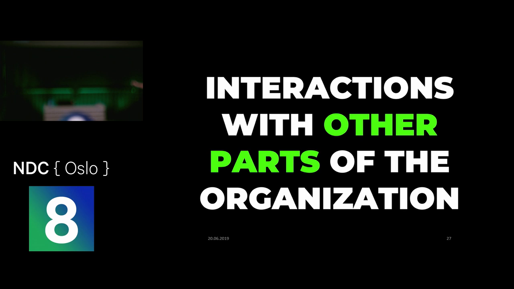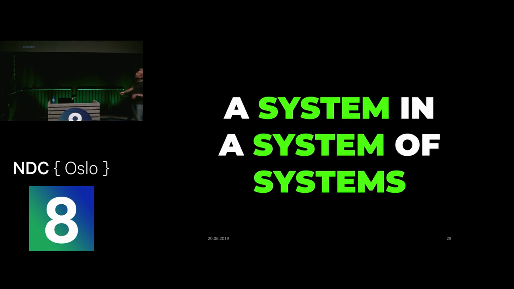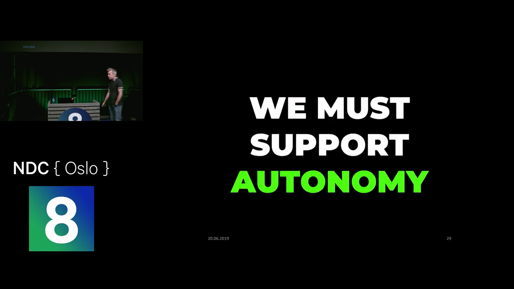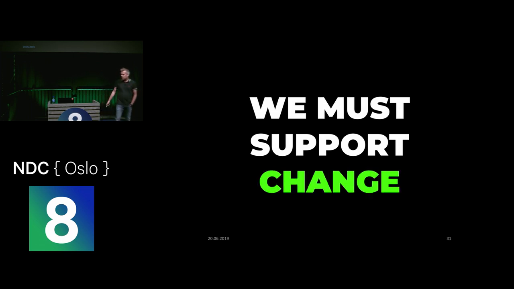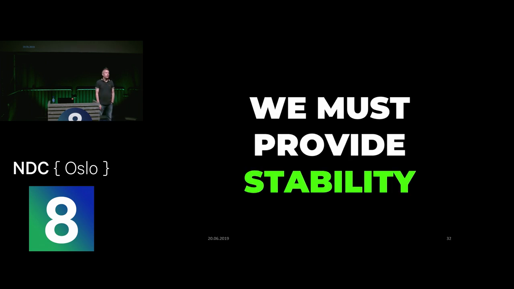I'm going to simplify the real world a little bit and pretend that NRK TV lives in a vacuum. We are a system inside a system of systems, but we're going to talk just about our subsystem. And even within that subsystem, we must support autonomy. We must support experiments. We must support change. And at the same time, we should provide a high level of stability as well, because we have these 500,000 users every day. And they get angry if we don't work.